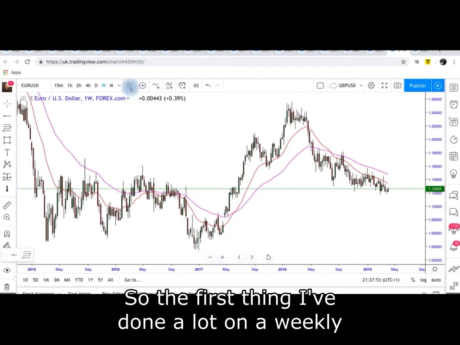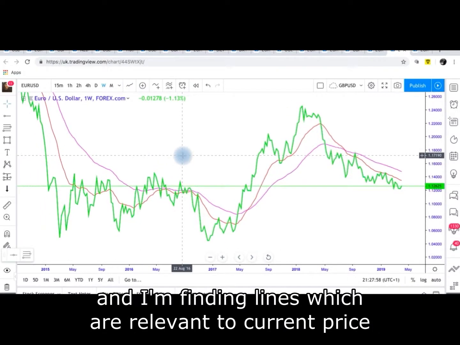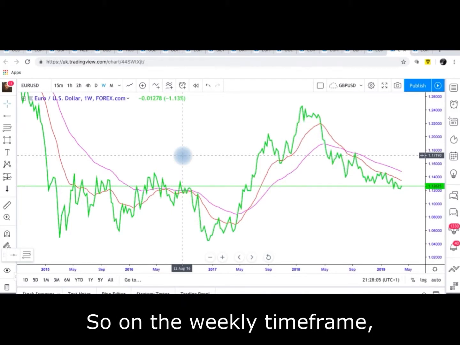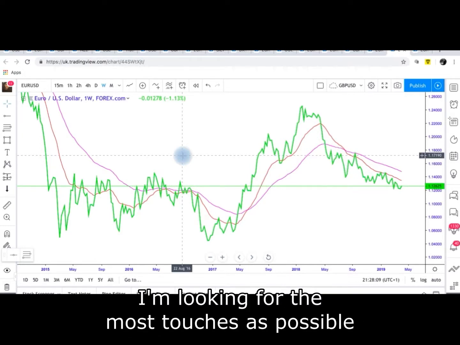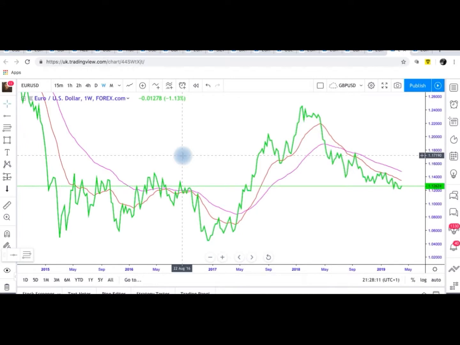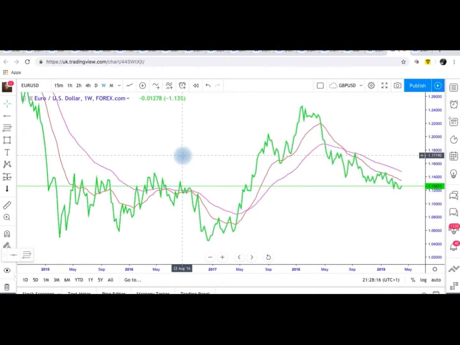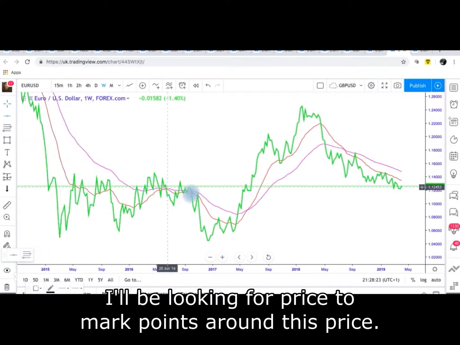So the first thing I do on a weekly is I flip over to the line chart, and I'm finding lines which are relevant to current price and have the most strength. So on the weekly time frame, I'm not just looking for 1, 2, and 3 touches. I'm looking for the most touches possible to prove the strength of this line. Okay, so in this example, I'd be looking for price to mark points around this price.